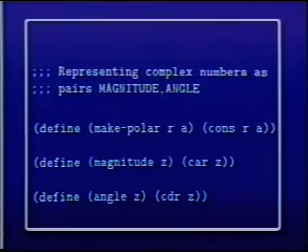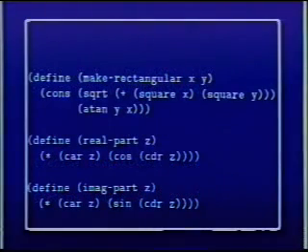If you want to extract the magnitude, that's easy. You just pull out the car of the pair. If you want to extract the angle, sure, that's easy. You just pull out the cdr. If you want to look for real parts and imaginary parts, well, then you have to do some work. If you want the real part, you have to get r cosine A. In other words, r, the car of the pair, times the cosine of the cdr of the pair. So this is r times the cosine of A, and that's the real part. If you want to get the imaginary part, it's r times the sine of A.